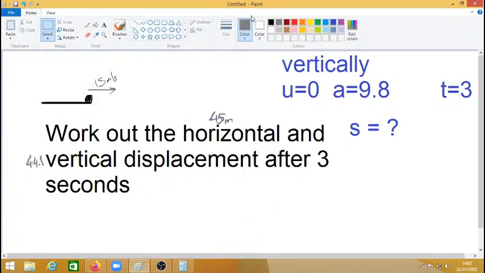So let's try using a different color. So horizontal displacement we know is 45. So that just means a straight line across of 45 meters. And then I know that the vertical displacement is 44.1. So I can draw that down here, or it's normally easier just to carry on from where I left off. So vertical displacement of 44.1 can be drawn like that.